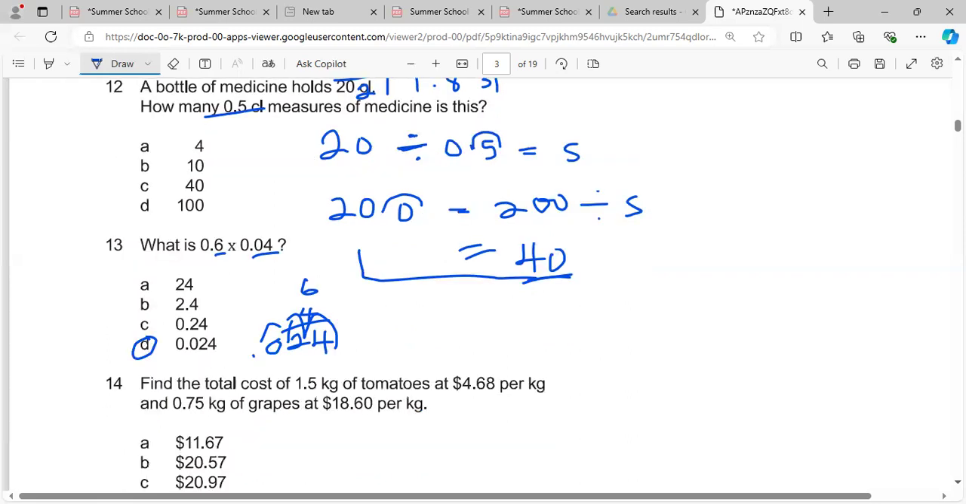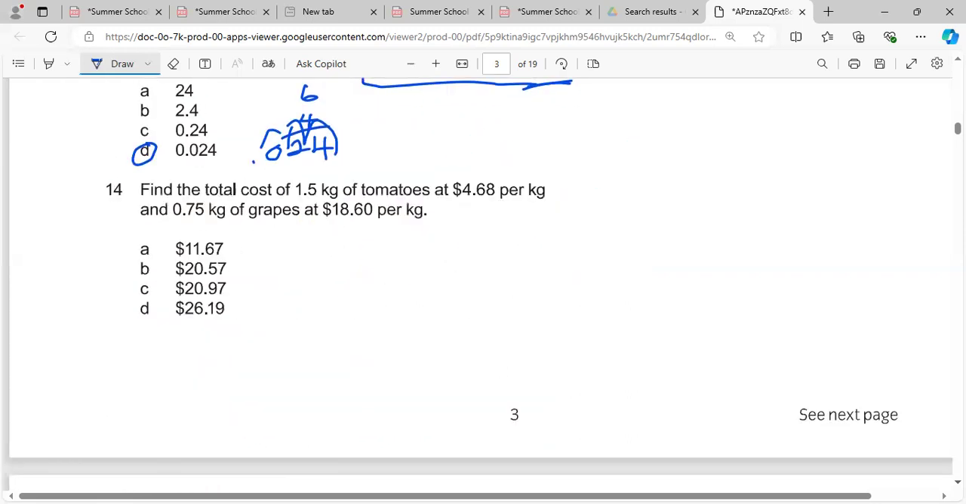Alright, this one might take a little time. So go ahead and do 14. Find the total cost of 1.5 kilograms of tomatoes at $4.68 per kilogram and 0.75 kilogram of grapes at $18.60 per kilogram. Hope you guys go to the supermarket too, so you can learn to check money and know about tax and percent and discount.